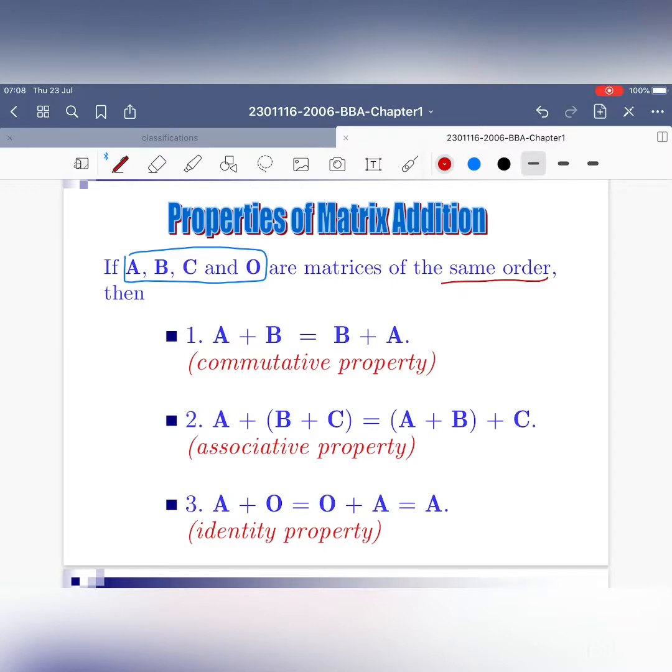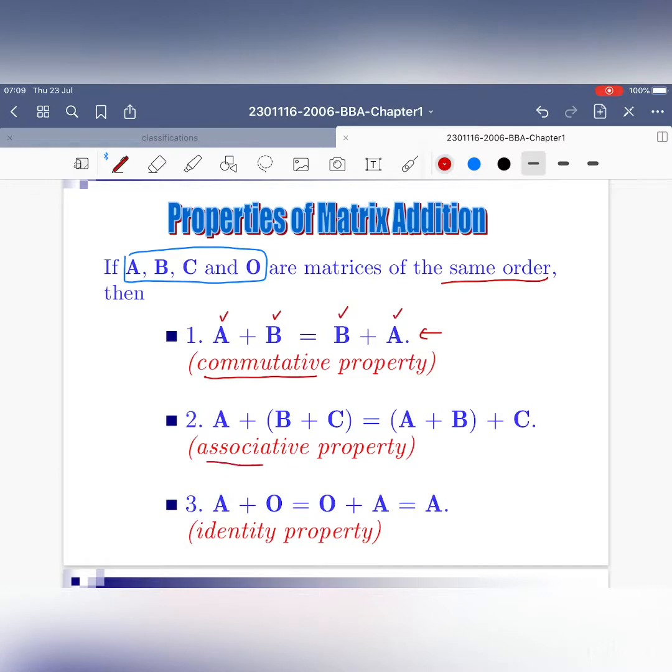So by adding numbers, you have the so-called commutative property, so you can do the first one followed by the second, or the second one followed by the first, it doesn't matter. So this one is called the commutative property. A plus B equals B plus A.